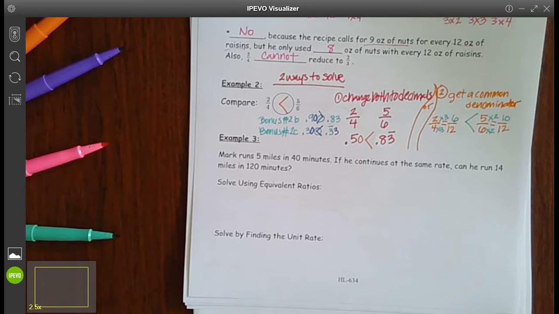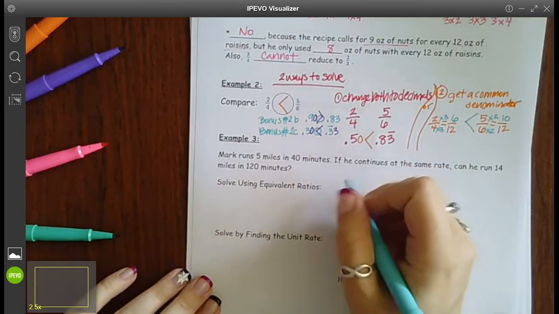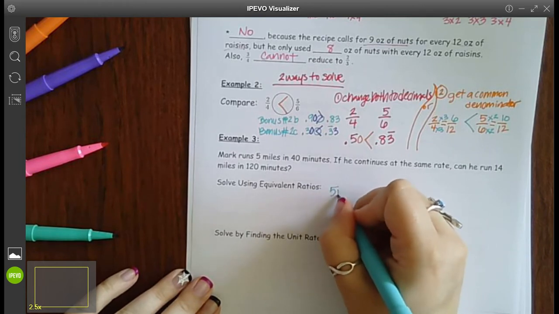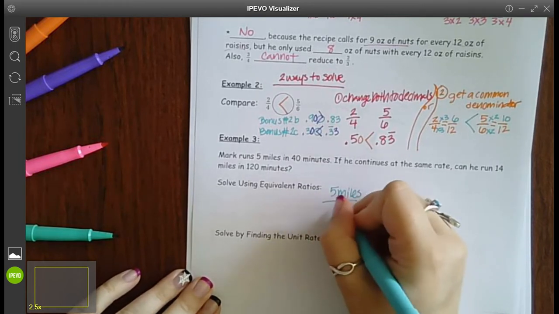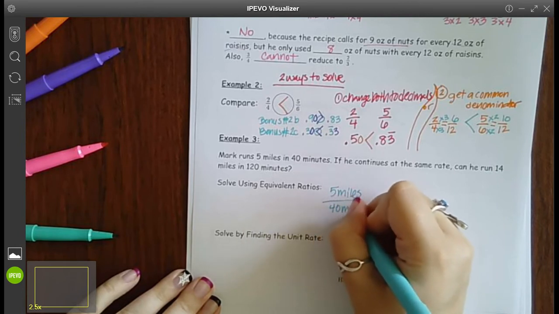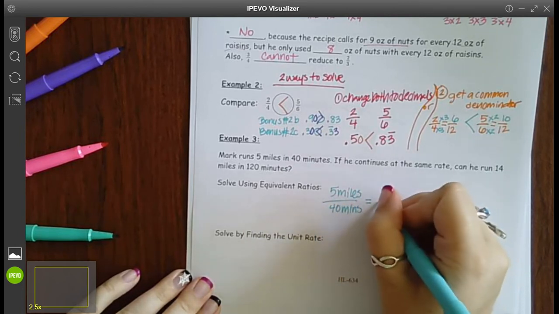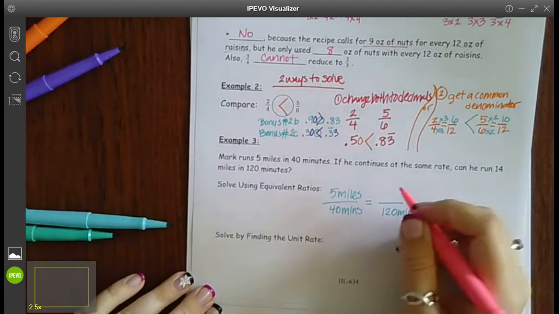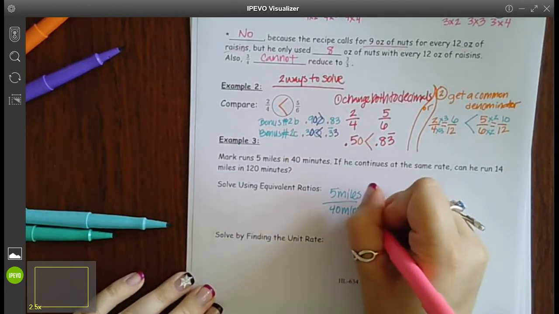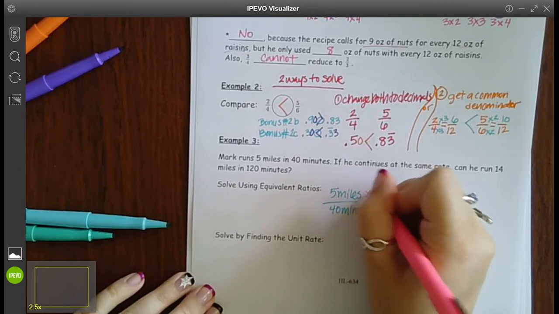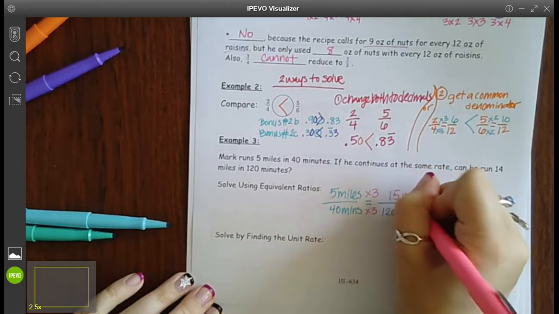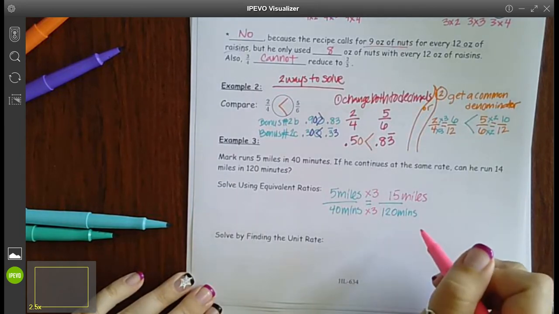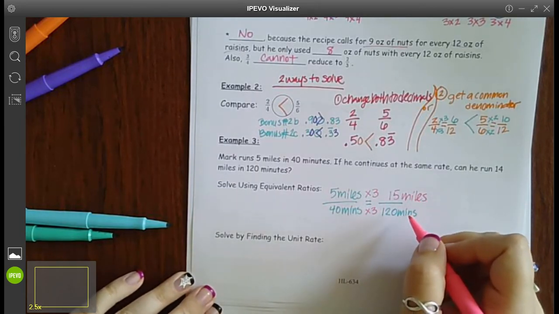When you're solving using equivalent ratios, it doesn't really matter what you choose to go on top versus on the bottom, as long as you're consistent. Okay, so let's say you go 5 miles in 40 minutes. Then how far can he go in 120 minutes? Well, let's see. 40 times what is 120? 3. So do 5 times 3 on top, and you get 15 miles. So according to my equivalent ratio, he can go 15 miles in 120 minutes.